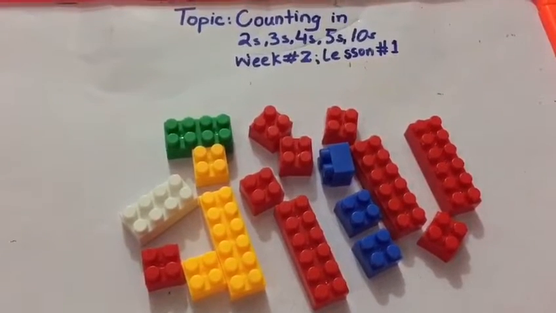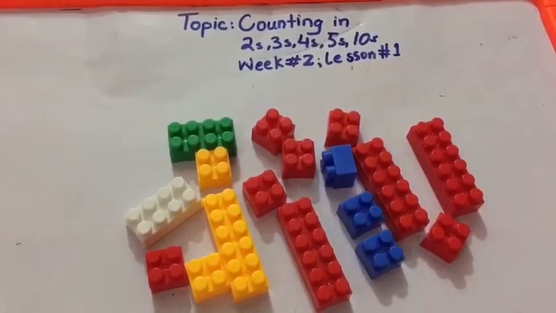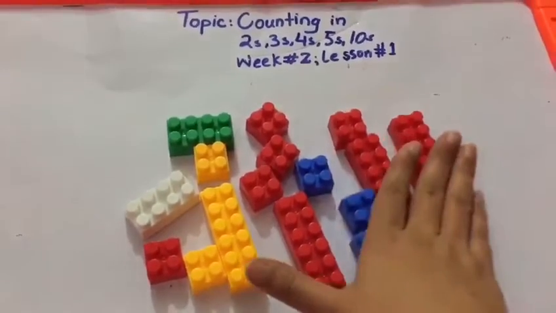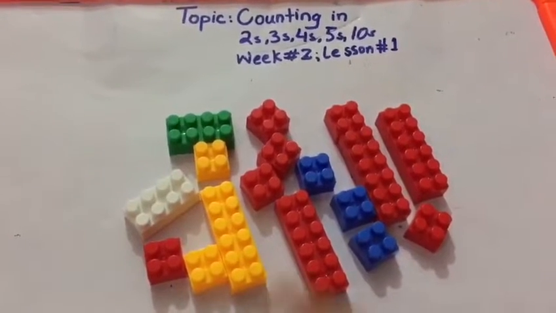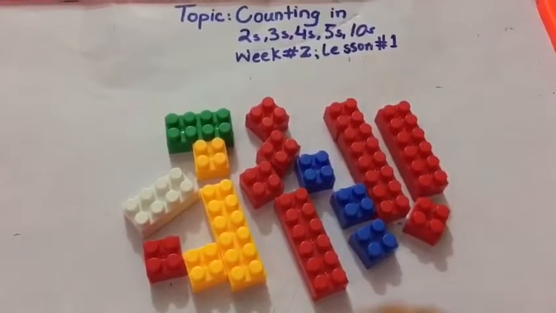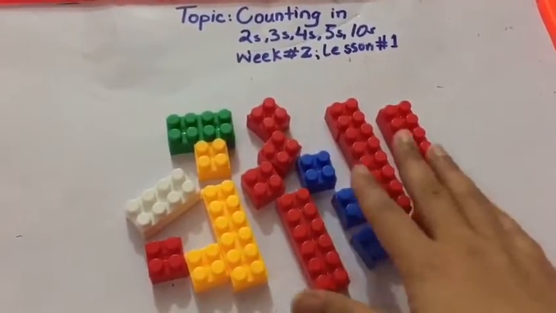Today our topic is about counting in 2s, 3s, 4s, 5s and 10s. I have some blocks here and I want to count them. If I start counting them in 1s, it will take a lot of time. So why don't we start counting them in 2s?